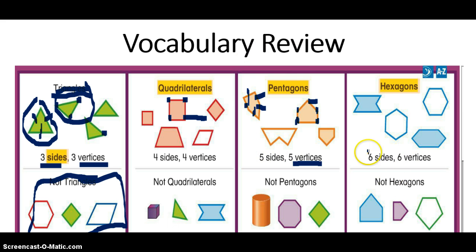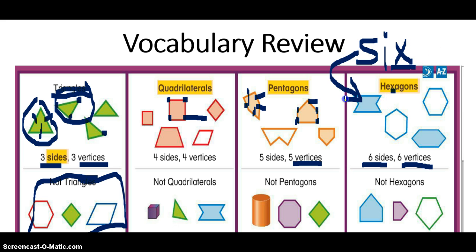Now let's look at our hexagons. So say after me, hexagon. A hexagon has 6 sides and 6 vertices. And if you remember, I told you that the word six has an X in it, and hexagon has an X in it. So that's how we can remember how many sides a hexagon has. Let's count our sides first. 1, 2, 3, 4, 5, and 6. And then we have 6 vertices here.